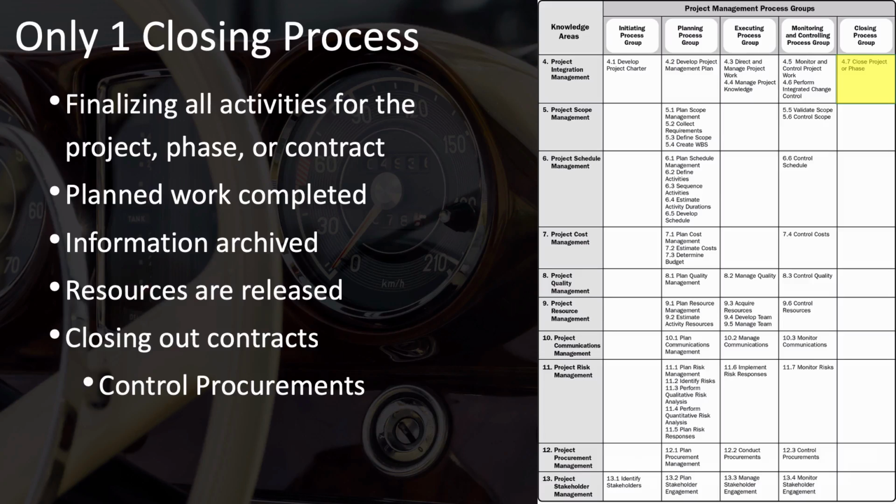However, the actual closing out of contracts happens as part of the control procurements process. This is important to remember because it used to be that contracts were closed out as part of the closing process group's close project or phase, but now that has been moved to control procurements to handle the closing out of the contracts. And this process of close project or phase simply ensures that that has been done.